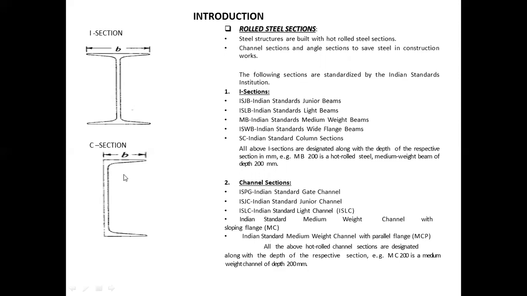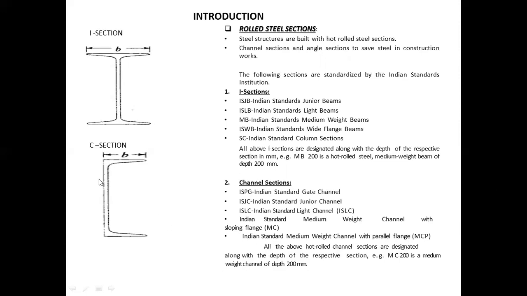Okay, so channel sections: ISPG Indian Standard Gate Channel, ISJC Indian Standard Junior Channel, ISLC Indian Standard Light Channel, then MC, Indian Standard Medium Weight Channel with sloping flange, and Indian Standard Medium Weight Channel with parallel flange, MCP. Okay, again all the hot rolled channel sections are designated along with the depth of the respective section. Example, MC 200 is a medium weight channel of depth 200.